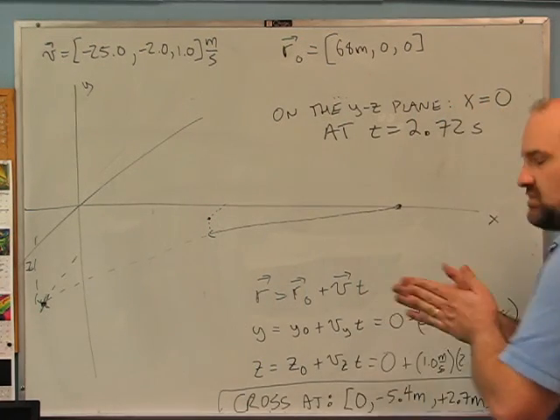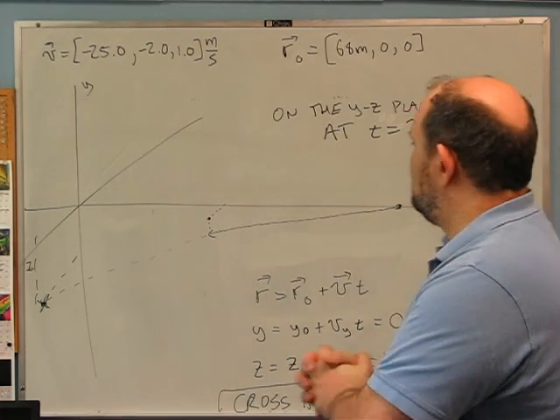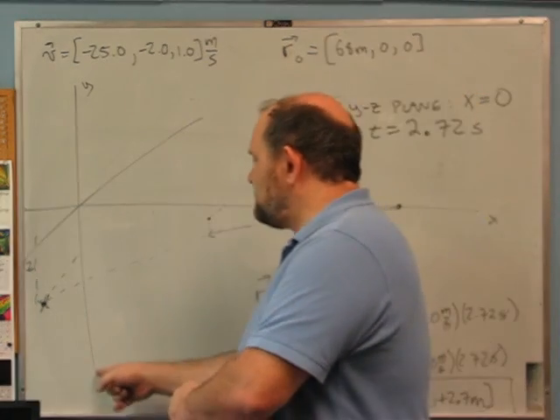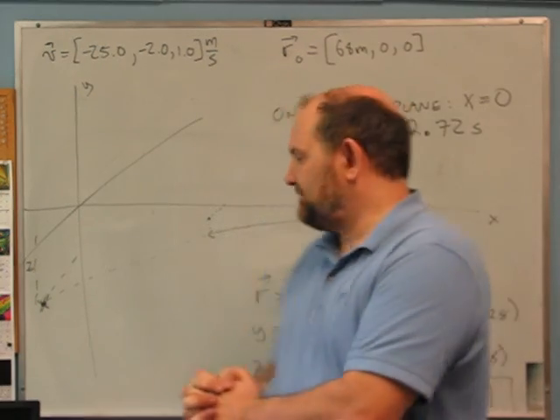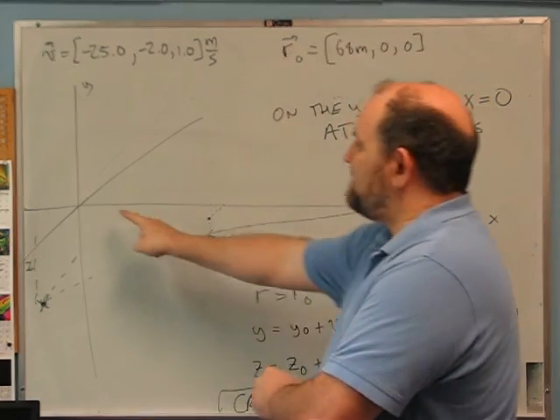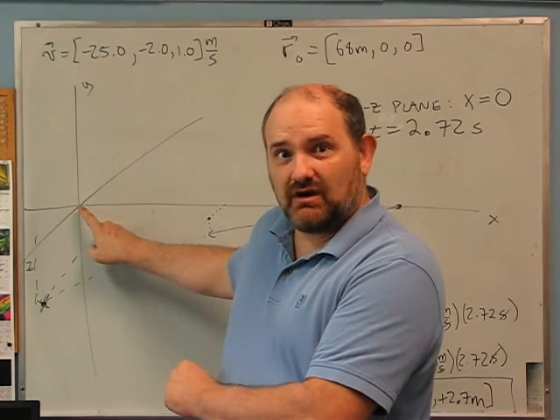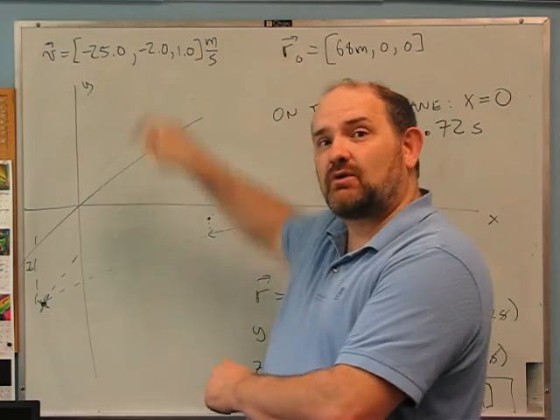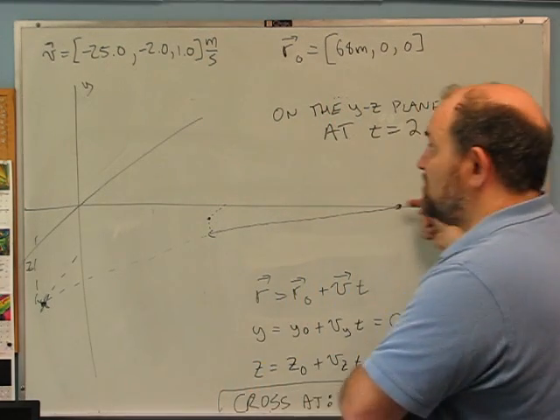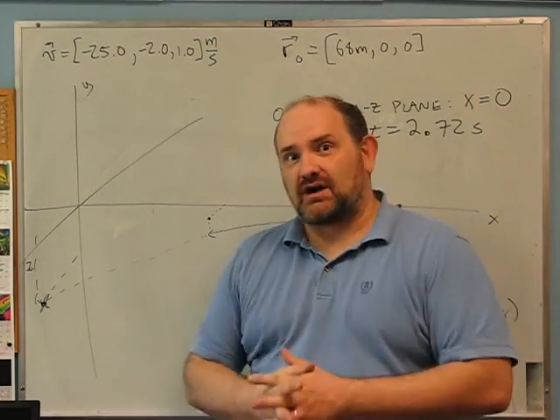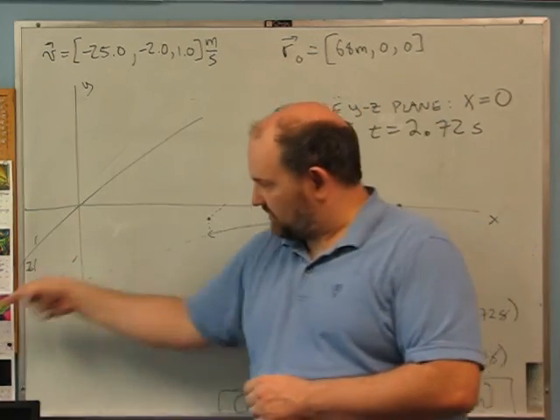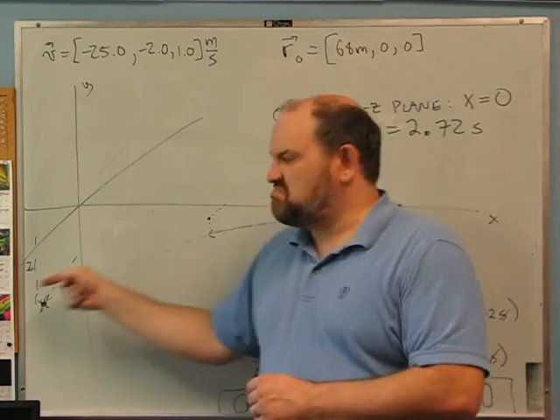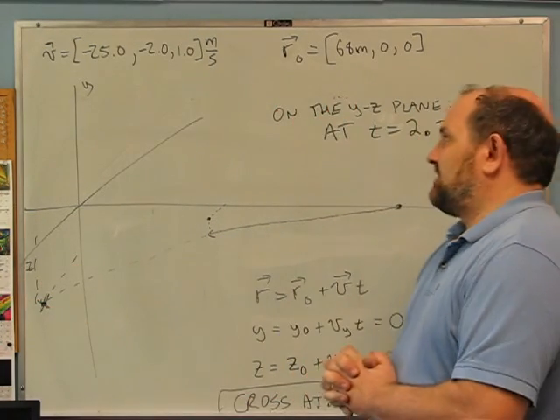Now, suppose, and you will see this on the homework, I don't know if this exact problem is on the homework, but something like this: when does it cross the y-axis? Well, the y-axis is defined by both x and z being 0. I could do that by saying, okay, when is x 0? Is z 0 at the same time? I would have discovered no. So the answer is it never actually crosses the y-axis. It goes off in front of the y-axis like this. It misses the y-axis. You figure that out by asking the time.